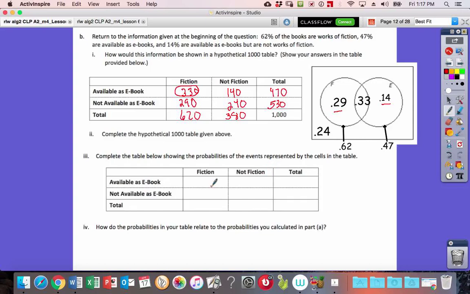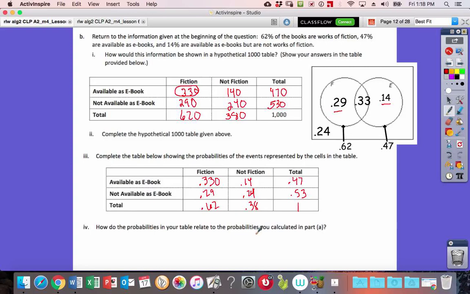Okay, now if I wanted to show you a two-way table with probabilities, it's very similar. I'm just going to use my numbers from up there. That's a 4. And this is always 1. So do you see how these work?